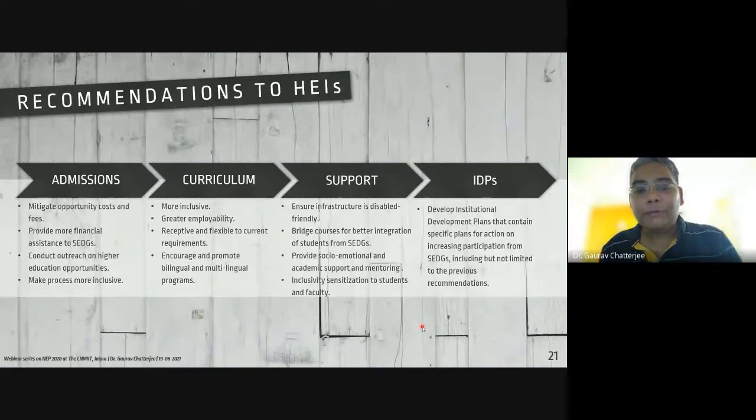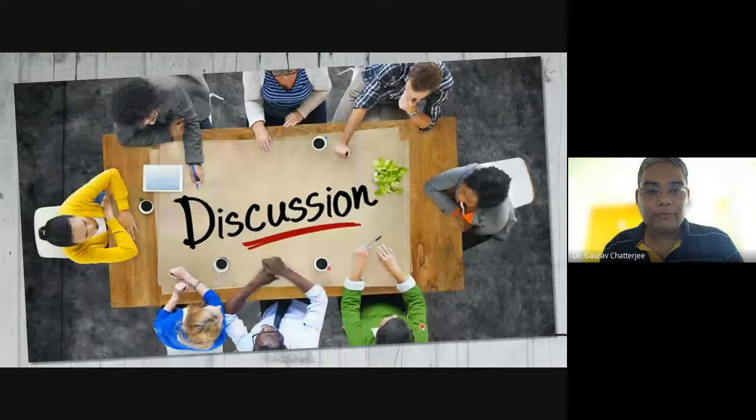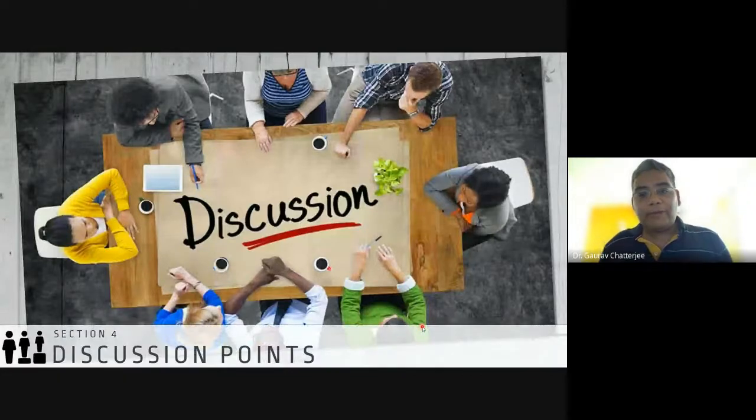So the fourth point basically tells us that in addition to all these recommendations, the universities are free to brainstorm and to come up with their own particular points to uplift these students. So this brings us to the final part of our talk, the discussion points.